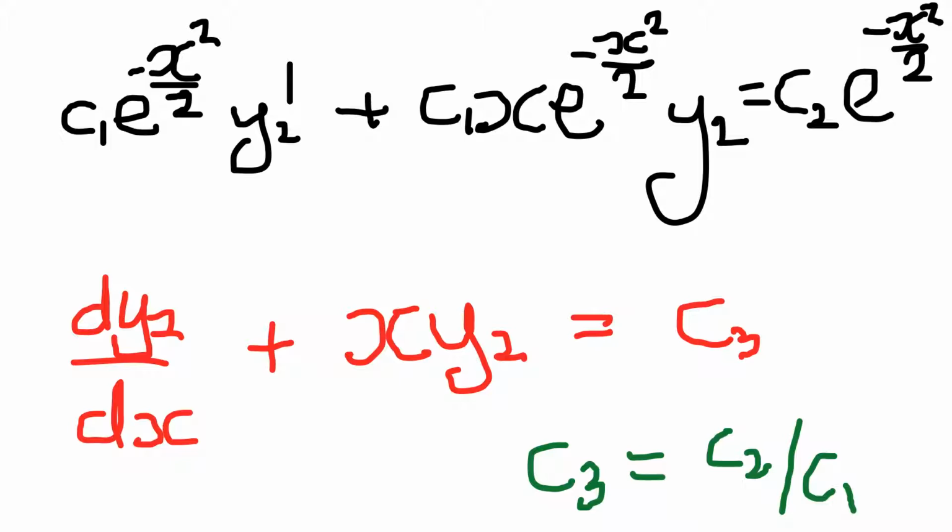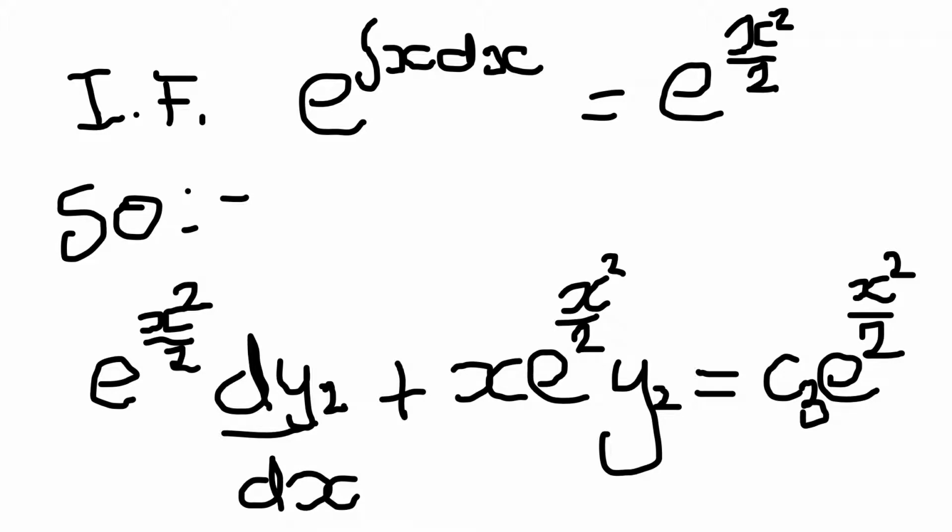Now, this equation can be simplified, and what we get is dy2/dx + xy2 = c3. So that is our first order ordinary differential equation, and c3 here is equal to c2 over c1. So that is a much easier to solve first order ordinary differential equation, which we can find an integrating factor for.